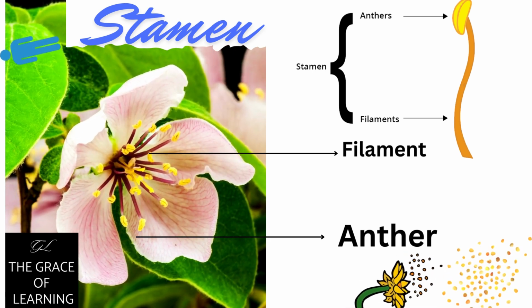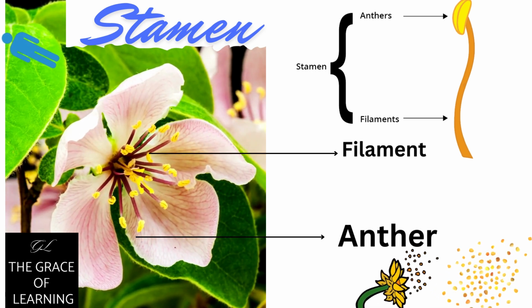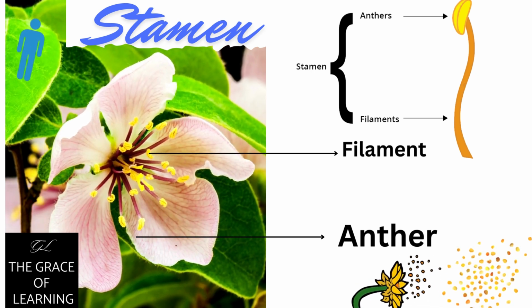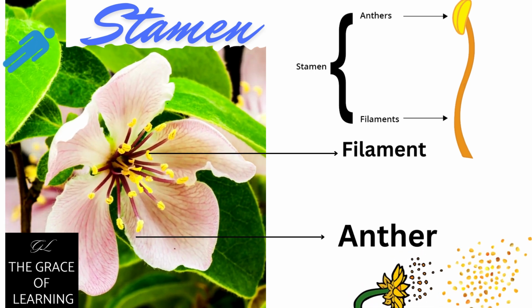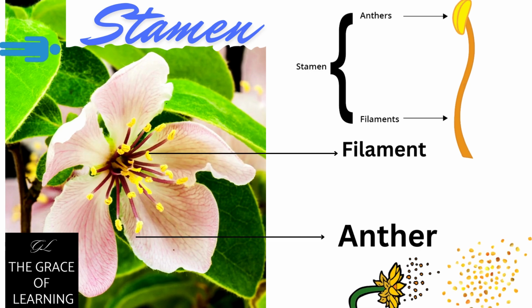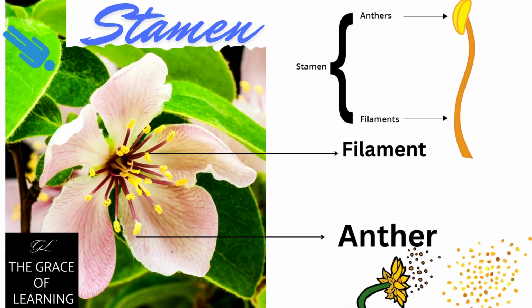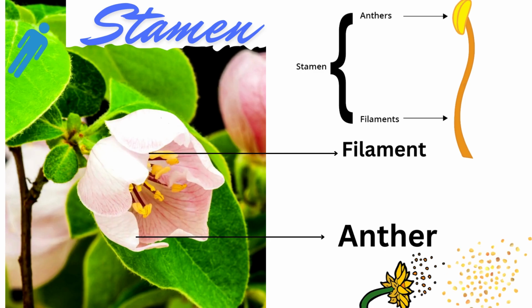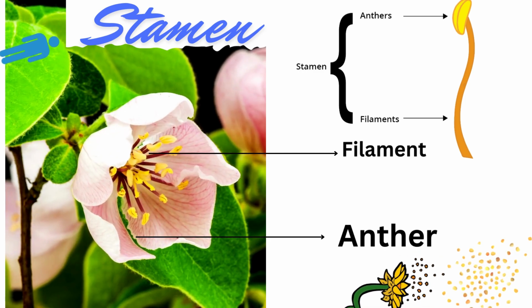Anther is the head of stamen that produces and stores pollen grains. Pollen grains are usually yellow in color. Filament is the long structure that holds the anther. Stamen's job is to make and spread pollen. In this flower, the prominent yellow anthers at the end of the red filaments release pollen.